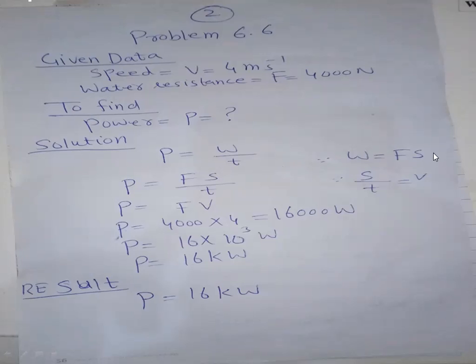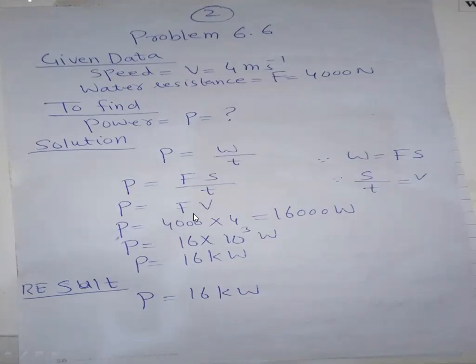Work done is equal to force times distance. We have already discussed this formula in our previous lectures. Power is Fs divided by T, and you know S by T is the formula for velocity, V equals S by T. By using this formula, S by T is equal to V. So F times V, our power will be F times V.